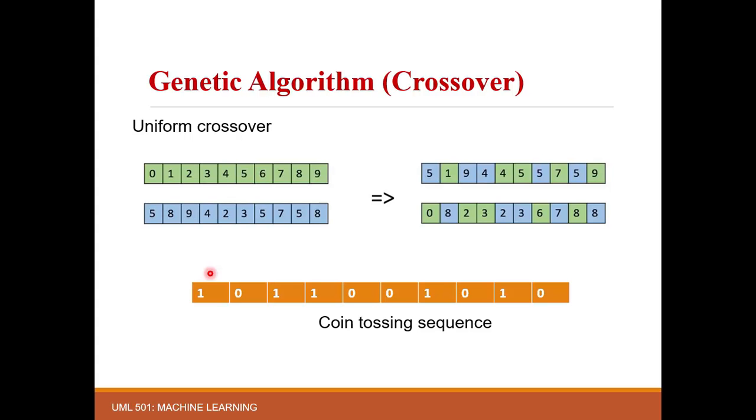So let me first toss the coin and I'm getting 1 here. So I have to change the bit corresponding to this coin toss, because the size of the sequence and the size of your chromosome will always be the same. So for sequence 1 I'm getting 1, so I have to interchange that. Blue goes to the green parent and the green portion goes to the second one.